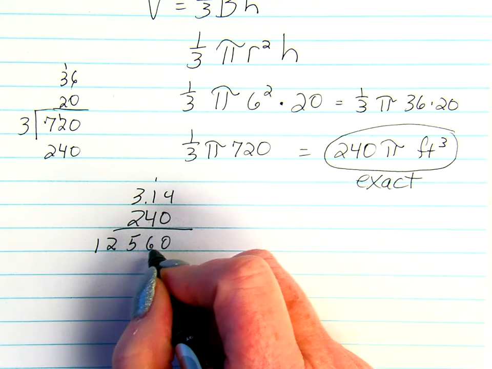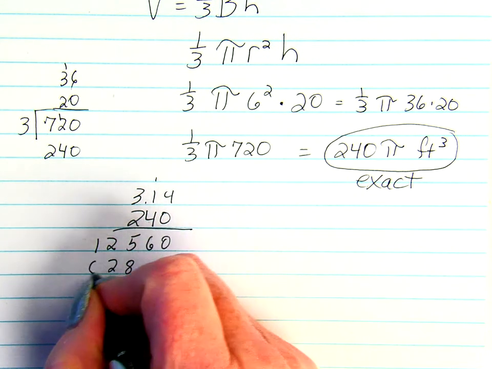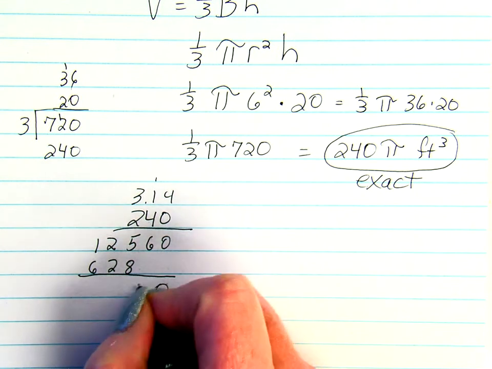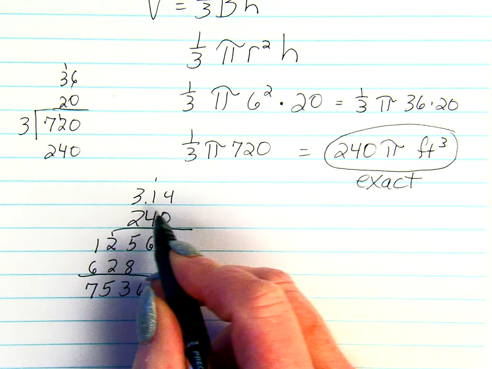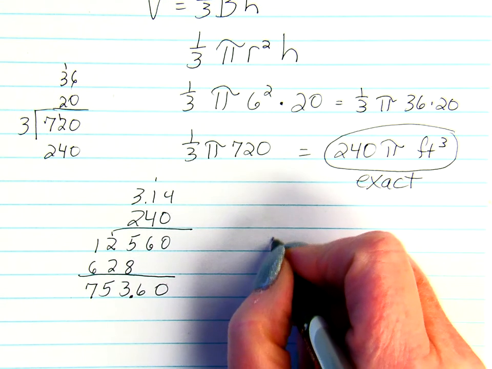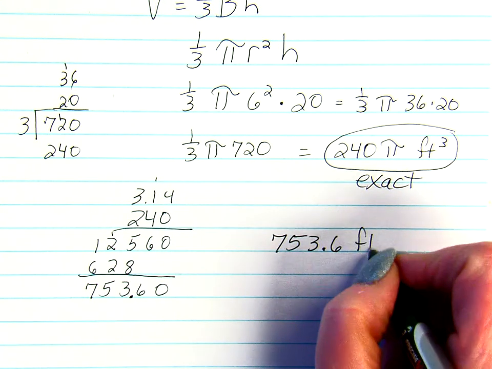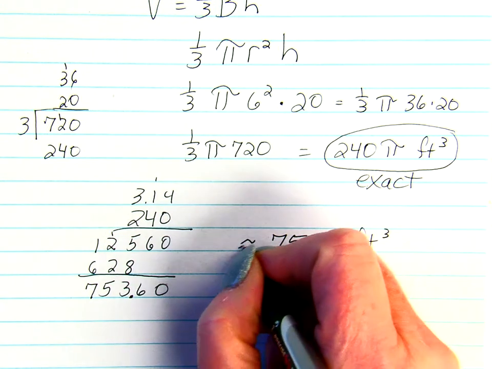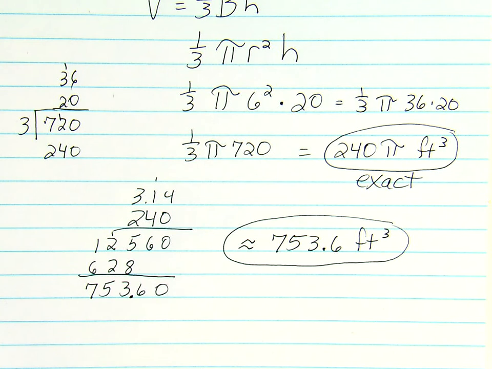So that was this. Then I come in. So I'm here now, and there's an 8, 2, and a 6. 0, 6, this is 13, 5, and 7. I have 2 decimal places, and so it is looking like to the tenths I have 753.6 feet cubed. This is, of course, my approximate volume because remember pi is not an exact number.